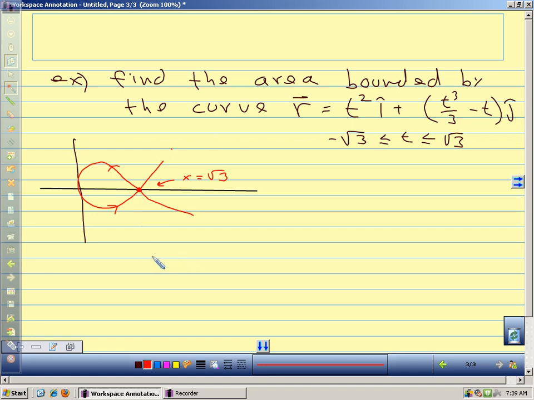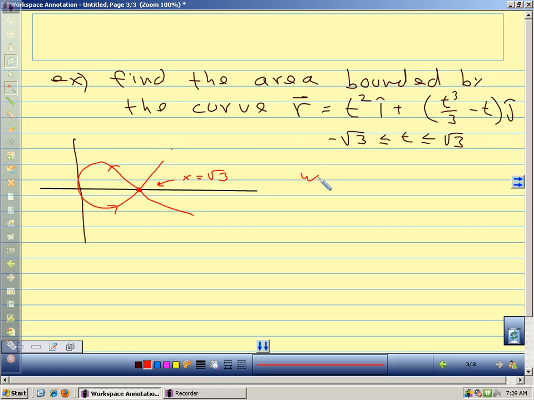If we were to try to find the area using a double integral, we could say x varies from 0 to square root of 3, but y varies between here and here. So this could be a really complicated double integral to evaluate. We're going to use a line integral. We're going to use Green's theorem in reverse.